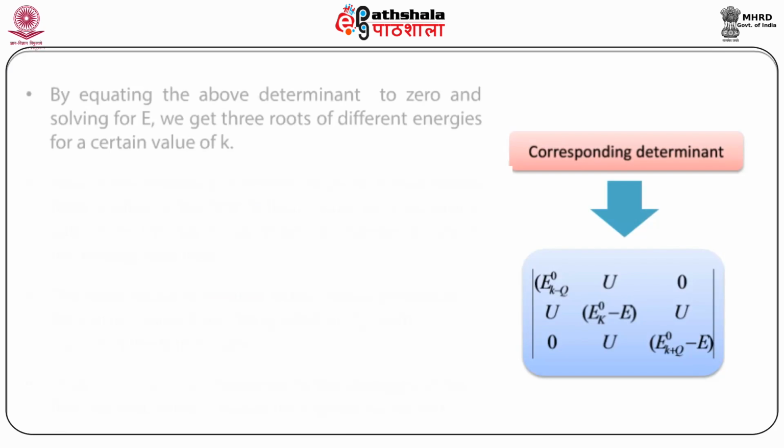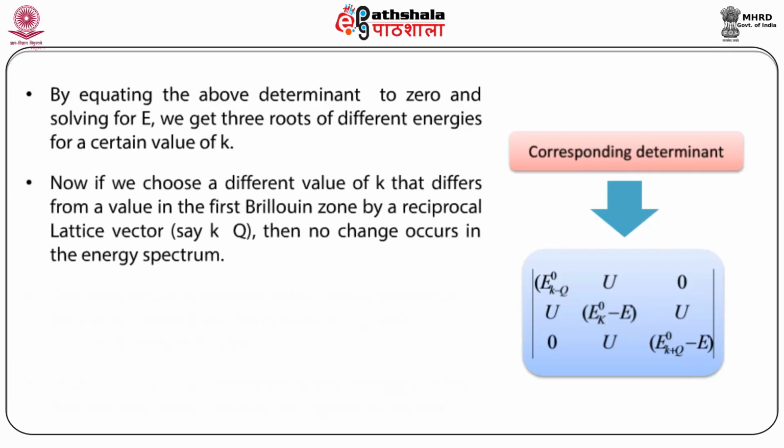Now, by equating the above determinant to 0 and solving for E, we get three roots of different energies for a certain value of k. Now, if we choose a different value of k that differs from the value in the first Brillouin zone by a reciprocal lattice vector, say Q, then no change occurs in the energy spectrum.